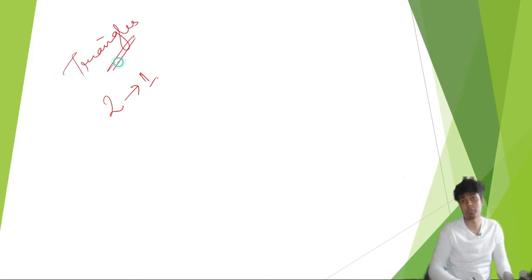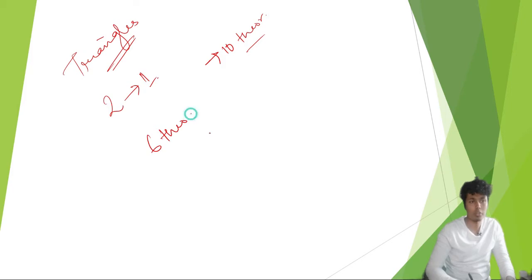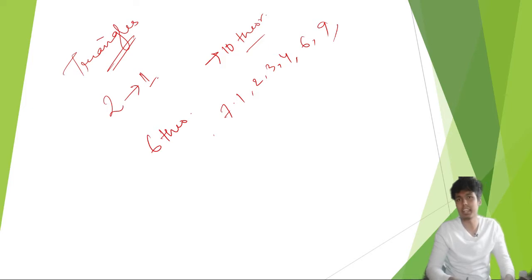Today we are going to discuss the theorems of triangles. How many theorems are there? There are a total of 10 theorems. But thanks to corona, our syllabus has been reduced, and now we have only 6 theorems. Those theorems are 7.1, 2, 3, 4, I think 5 is deleted, theorem number 6 and theorem number 9. The rest are deleted. Okay, so let us go step by step.